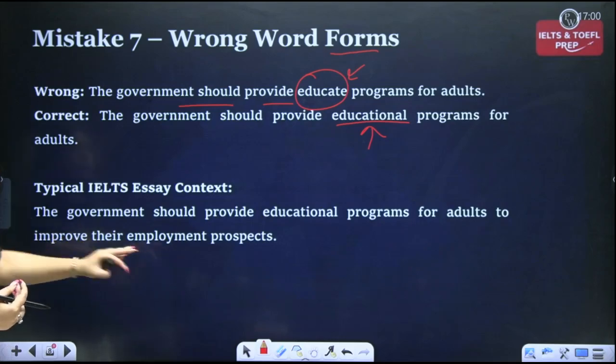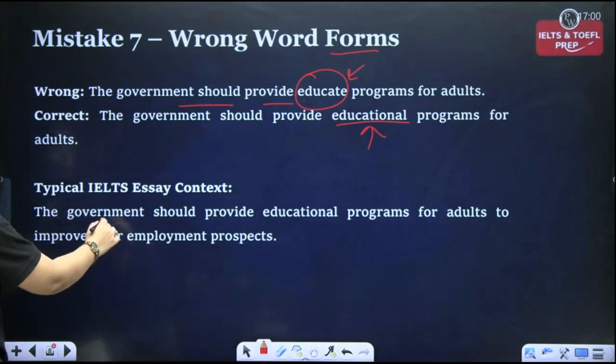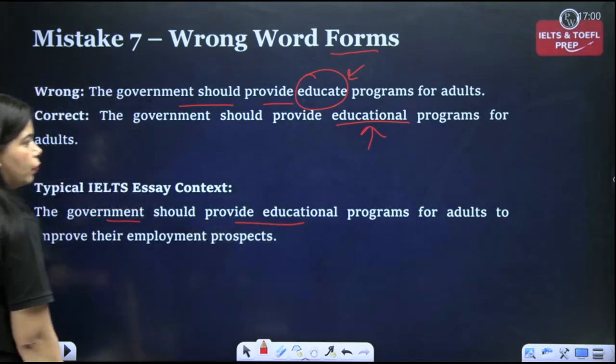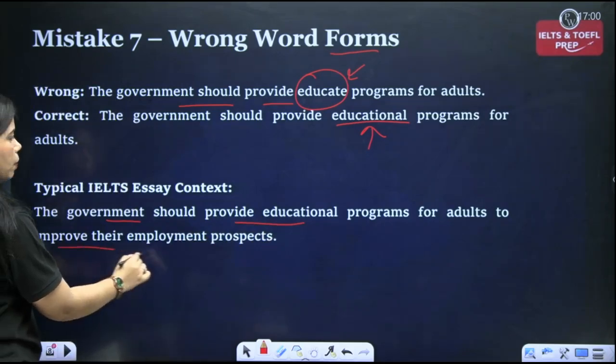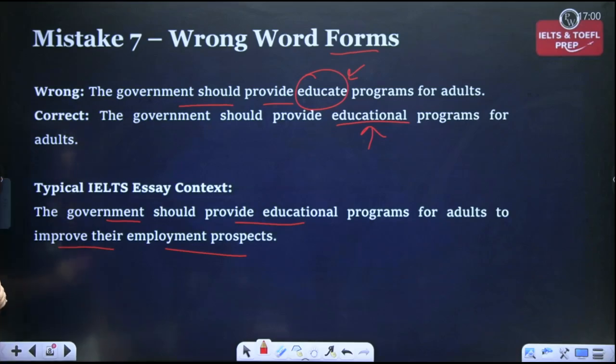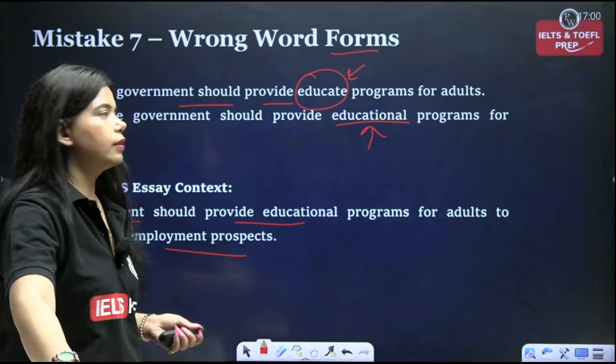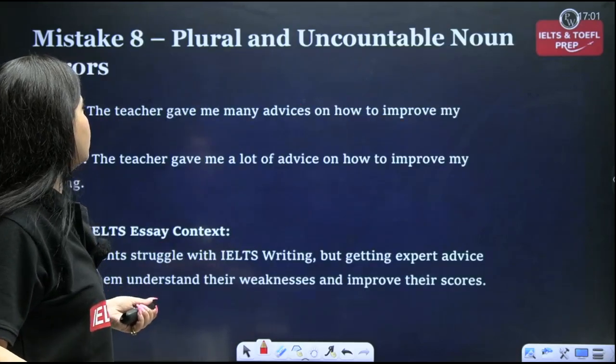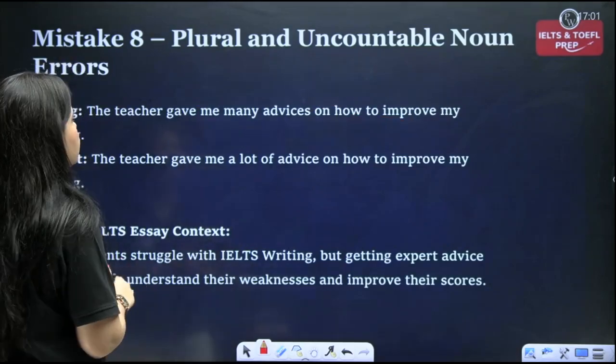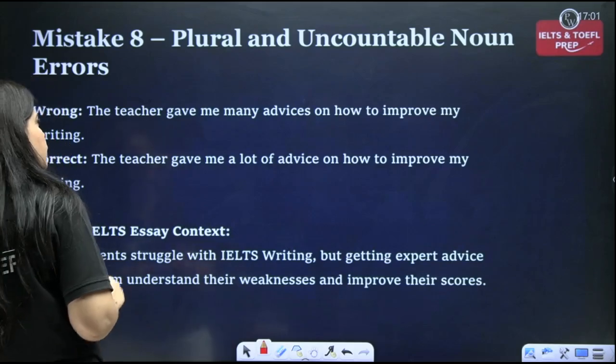So look at this IELTS level example. The government should provide educational programs for adults to improve their employment prospects. And that is about it. Okay, look at number 8 also. So it says plural and uncountable noun.